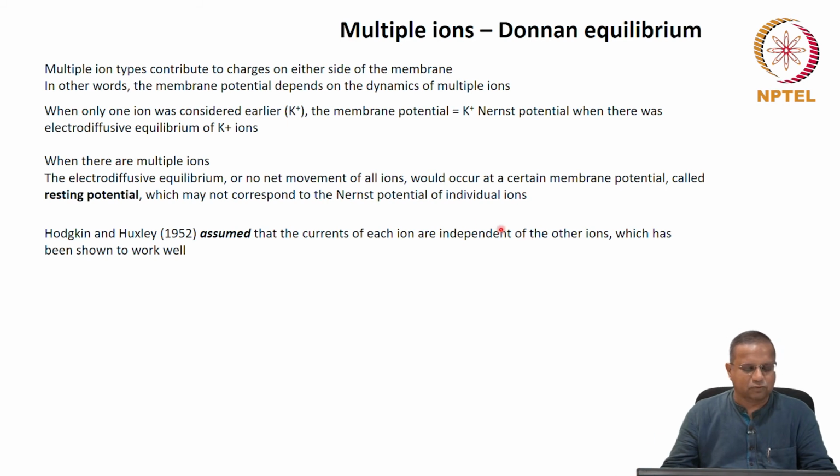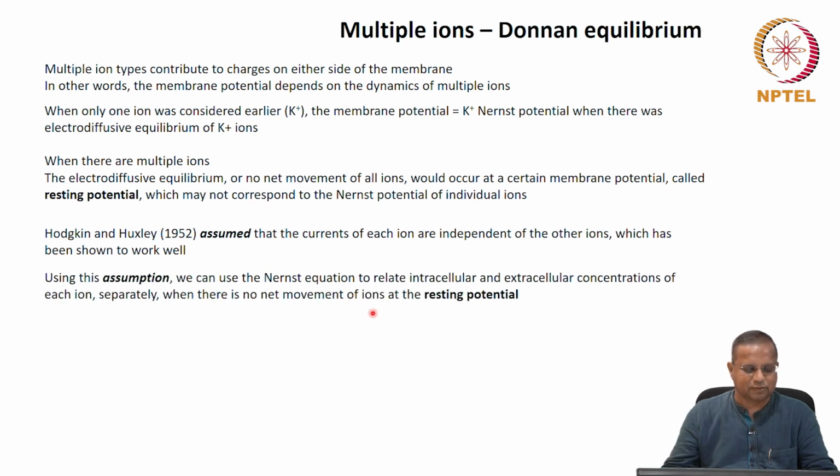With this assumption, you could get a nice handle on the understanding of this. Using this assumption, we can use the Nernst equation to relate the intracellular and extracellular concentrations of each ion separately when there is no net movement of ions at the resting potential. Because each ion is independent, the Nernst equation for each ion must be valid separately. So, that would take care of those things. Let us go further, then the significance of this will become clearer.